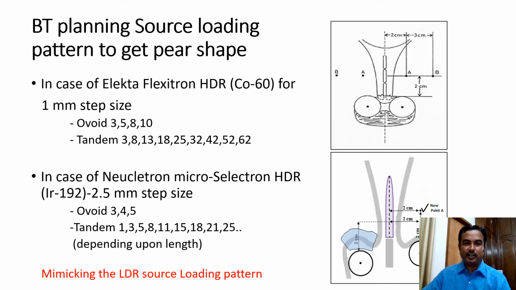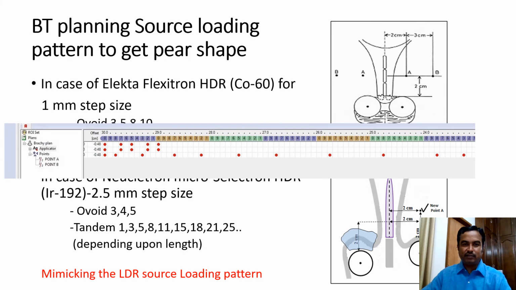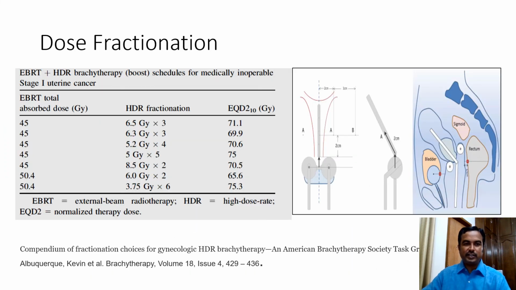So this is the radiation source loading pattern in case of Elekta HDR, and this also shows the loading pattern in both ovoid as well as in the tandem for HDR using iridium 192. This will help us in creating the pear-shaped isodose line in case of carcinoma cervix. So this slide shows the dose fractionation scheme recommended by the American Brachytherapy Society in combination with the external beam radiation therapy.